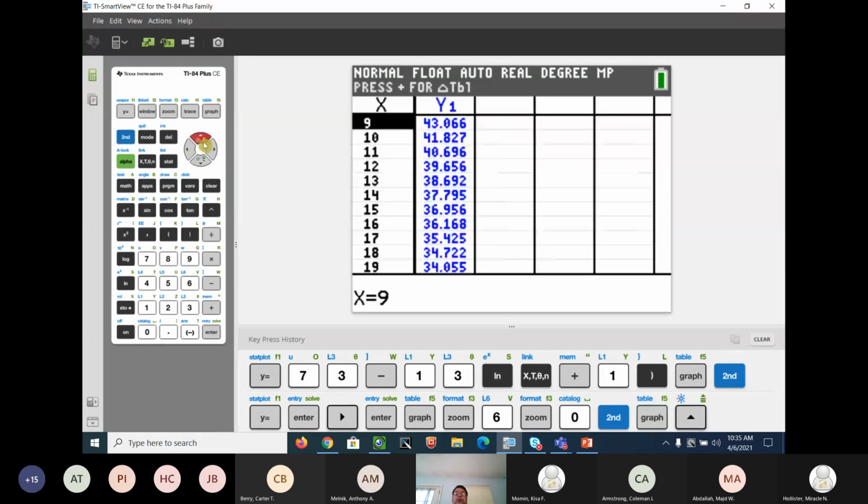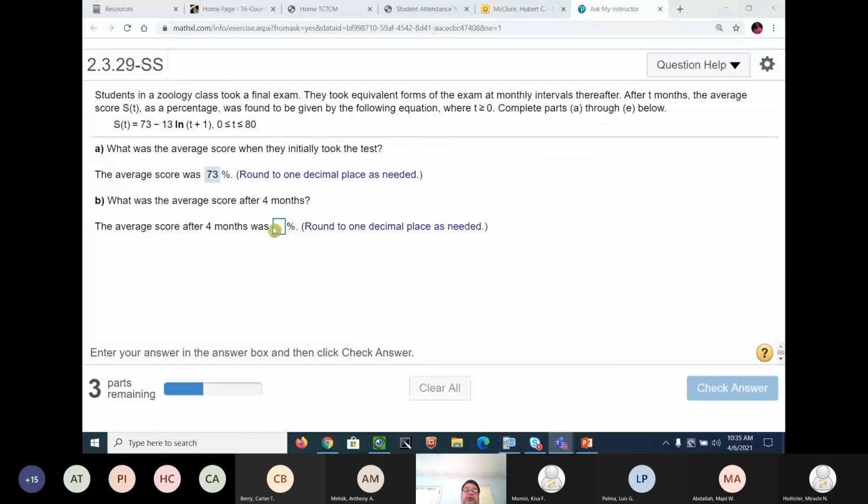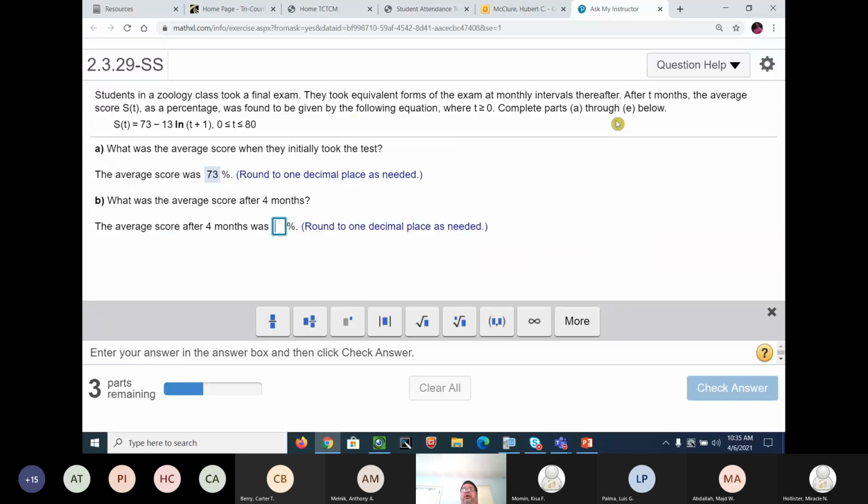And what is our 0 number? 0 is 73. And what do we need now? We need 4. 52.077. That's so much easier. Well, I mean, it depends on what you want to do. Now, if you know the question is going to ask for 15 numbers, then yeah. But if you don't know, then how do you know? I mean, how do you know it's going to ask unless you've done the homework problem 2 or 3 times? 52.1.